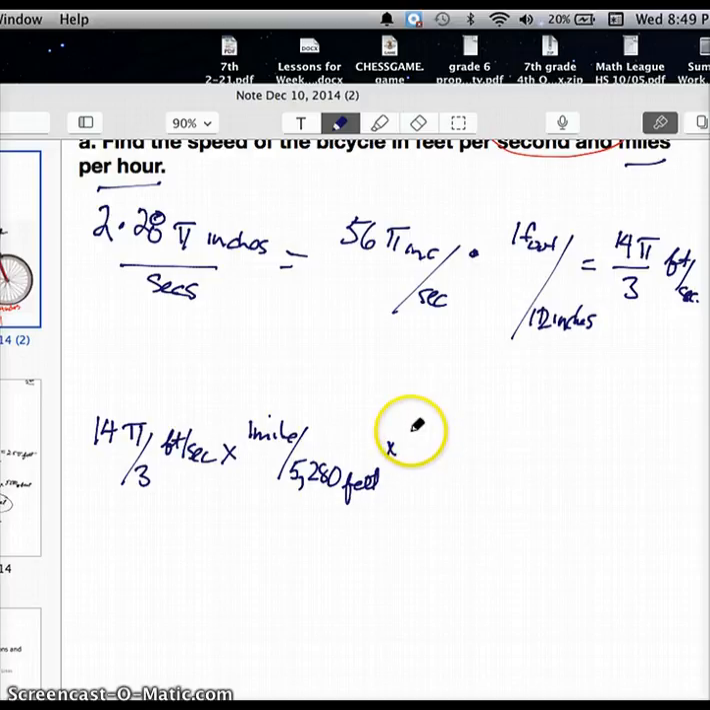So what I would do is multiply by 3,600 seconds equals 1 hour. When I do the math here, I'm going to end up multiplying 14 pi times 3,600 divided by 3, divided by 5,280. And in the end of all of this, and I've checked it, we get approximately 10, like 9.995.